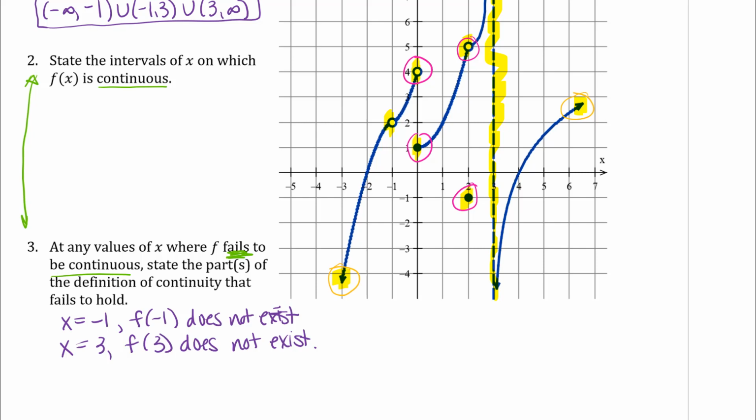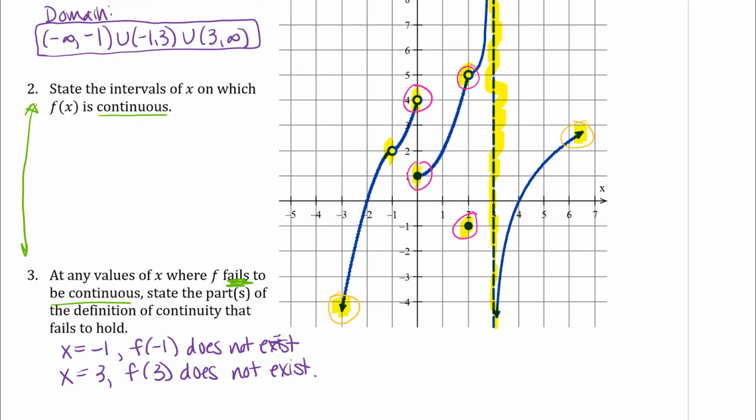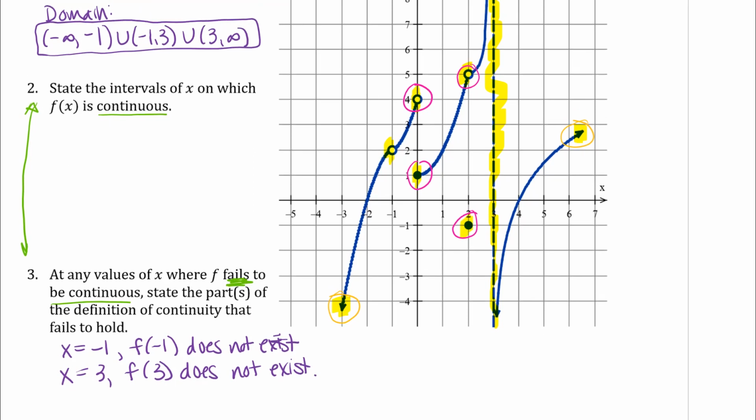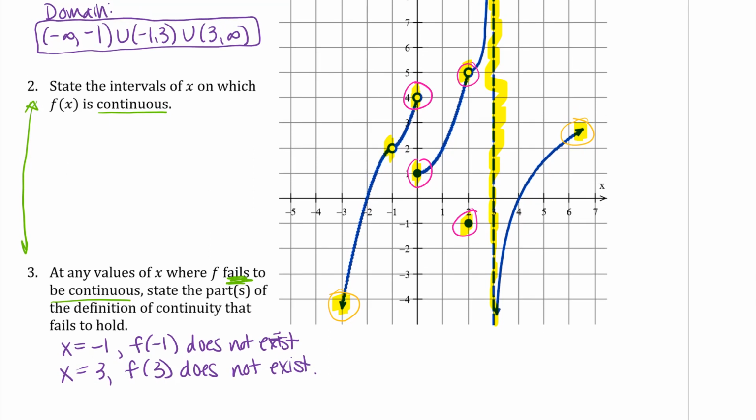All right, the second thing I need to think about for continuity is where the limit might fail to exist. And so again, all those places on that graph where I initially highlighted would be places that we might want to look at and think about the limit existing or not. Those are all places where the function's doing something kind of weird.